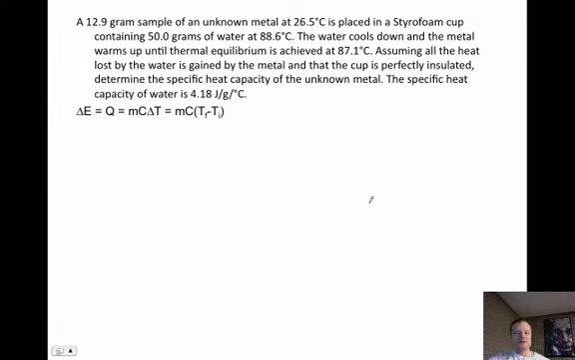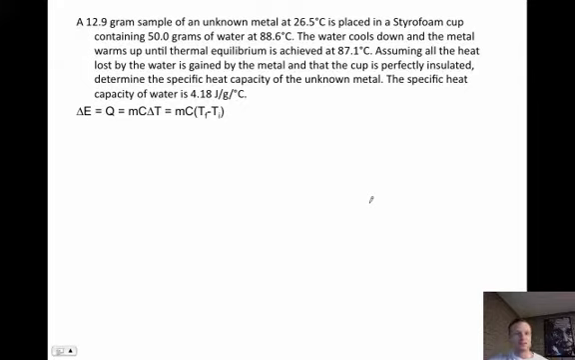The second one, I apologize for the font size, but I wanted to have some space to work, is a little bit trickier. It involves a lot of thinking. It says a 12.9 gram sample of an unknown metal at 26.5 degrees Celsius is placed in a styrofoam cup containing 50 grams of water at 88.6 degrees Celsius. The water cools down and the metal warms up until thermal equilibrium is achieved.